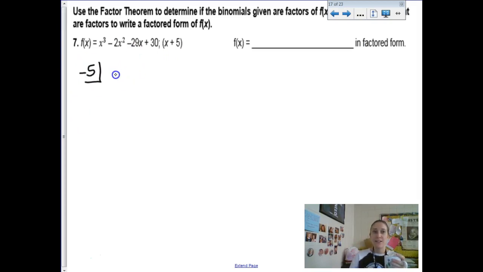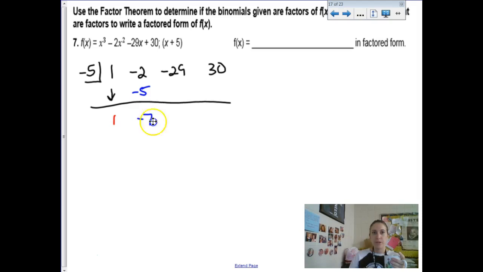So I'm going to synthetically divide this polynomial by negative 5. So 1, negative 2, negative 29, 30. Now I'm trusting them that that is a factor, and I will know if they lied to me, because if the remainder is not 0, then I know. All right, multiply, add, multiply, add, multiply. Good news, they didn't lie to us.